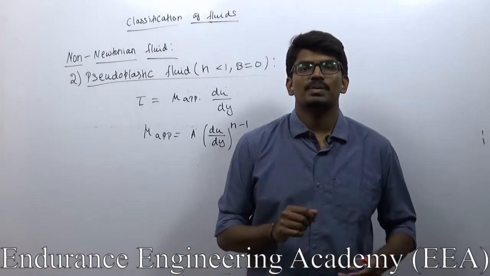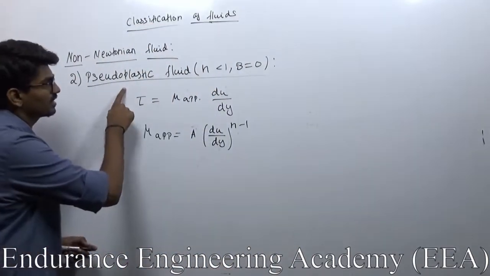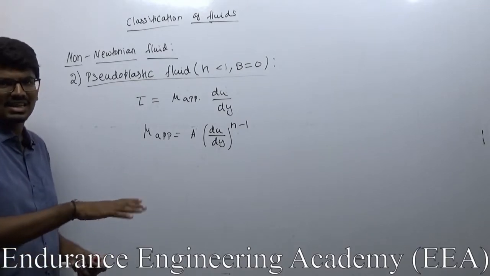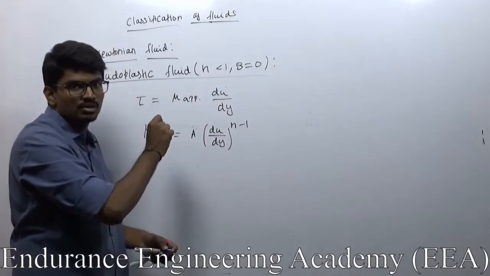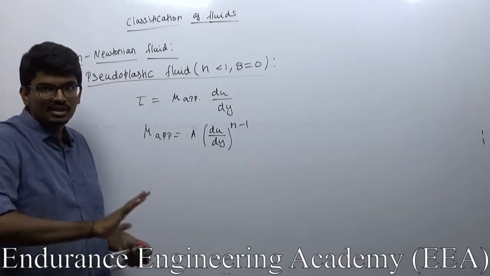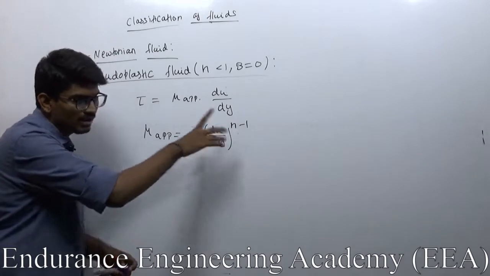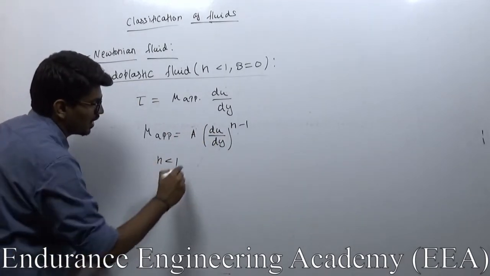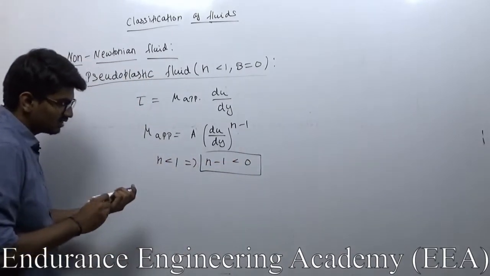Next is pseudo plastic fluid, the next type of non-Newtonian fluid. Here in case of pseudo plastic fluid, n is less than 1 and b is equal to 0, okay. Remaining things are the same as whatever we did in case of dilatant fluid, only n is less than 1 here. So I can write the same equation, with the same type of derivation, and mu apparent is equal to a into du by dy whole power n minus 1. But now n value is less than 1, which implies n minus 1 is less than 0. So this is very important.